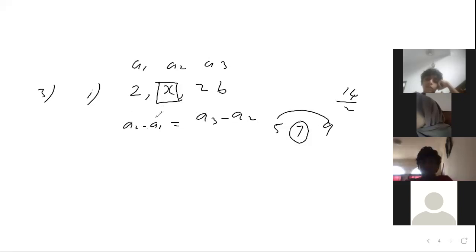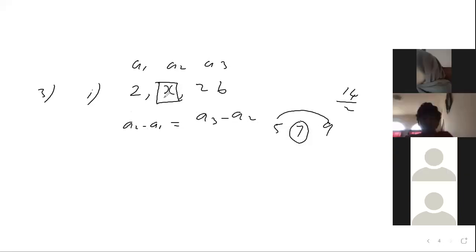Here, instead of that, I can write X minus 2. Explaining only, X minus 2 is equal to 26 minus X, because X minus 2 is the D, and 26 minus X is the D. Same thing. Now it is a linear equation. Transpose. So from here, please solve this one. You will get the answer for X. X minus 2 is equal to 26 minus X. Now solve, find out X from here. You will see the method.